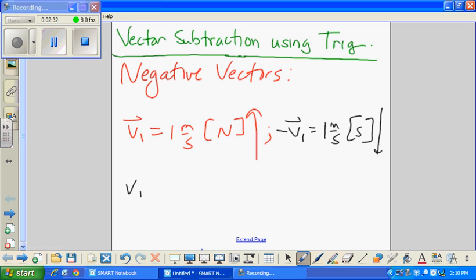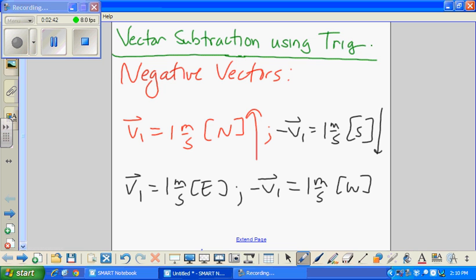If I said v1 equals 1 meter per second east, negative v1, you can probably guess, would be 1 meter per second west. So there's v1, there's negative v1. So in the case of just east, west, north, south, very, very simple. It doesn't get much more complicated than that.